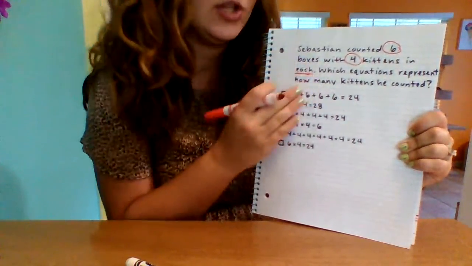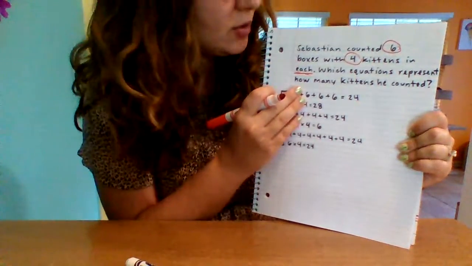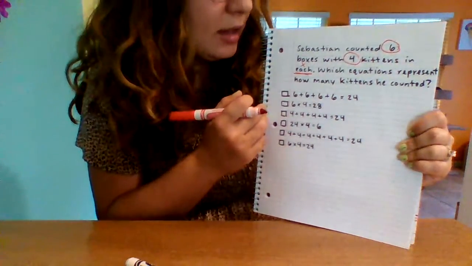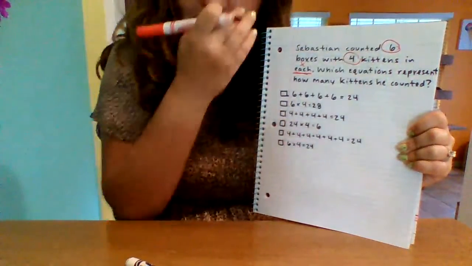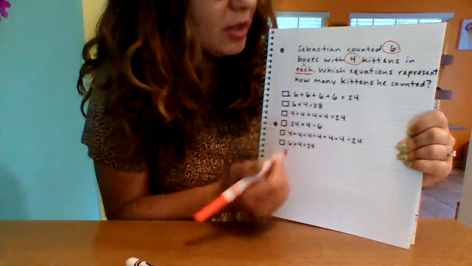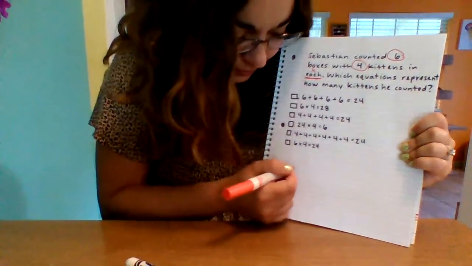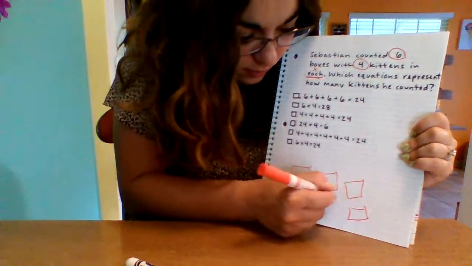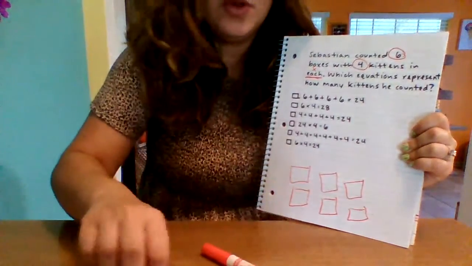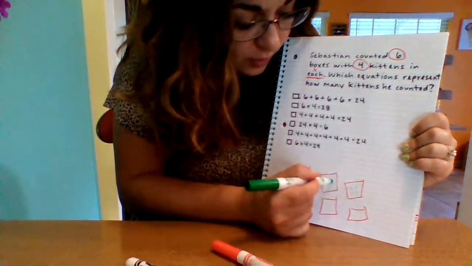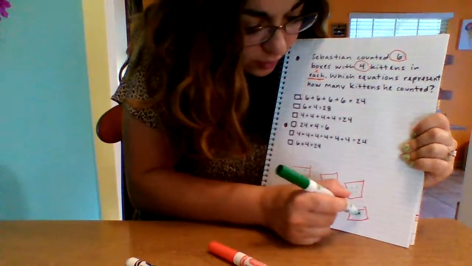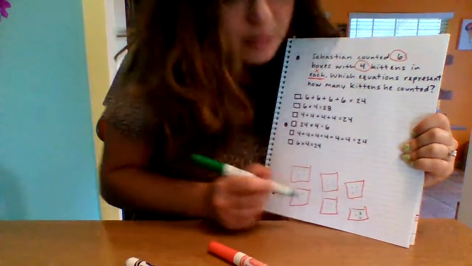So when you guys see the word each, by itself, it is usually a clue that you're going to be multiplying. And the other clue that we're going to be multiplying is it's talking about 6 boxes with 4 in each. Doesn't that make you think of the groups we just looked at on the last page? Can you imagine 6 boxes with 4 kittens in each? 1, 2, 3, 4, and so on, for each box. Oh, you can't see my little dots. Let me fix them real quick.